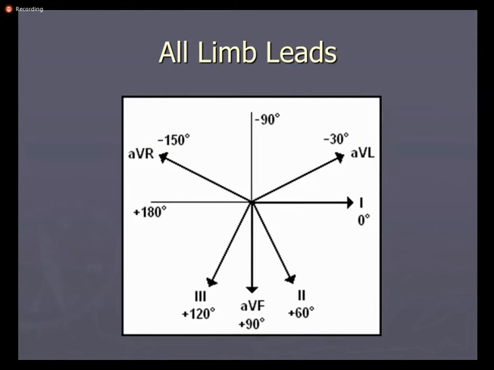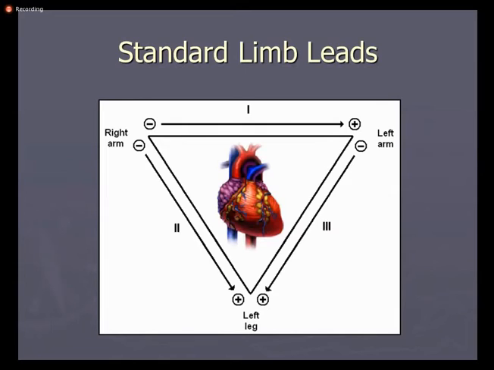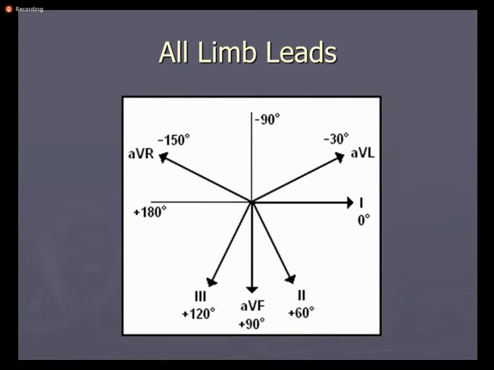The second electrode is placed on the right arm and left leg, which is called lead 2. The right arm is negative and the left leg is positive. For lead 3, the electrode is placed on the left arm and current is flowing into the left leg. It is called lead 3. So we have divided this flow of current into angular form.